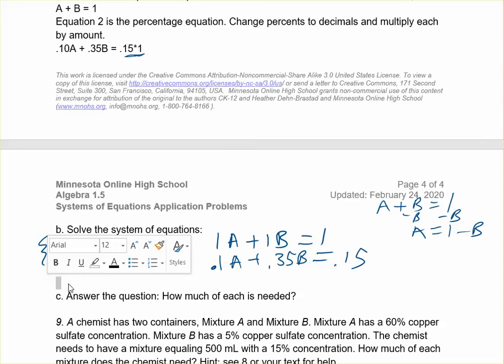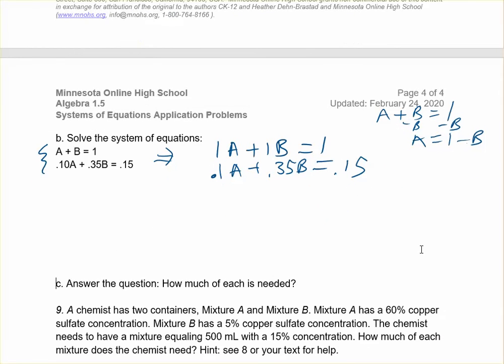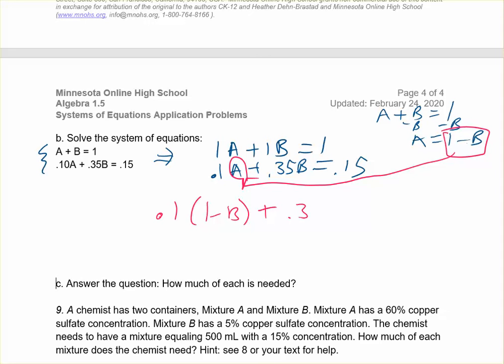And I'm going to give myself a little more room here. Alright, so A is equal to 1 minus B. So whenever I see an A in the other equation, I can replace it with 1 minus B. So here's my other equation. Right there's the A. So I now have 0.1 times A, but A is 1 minus B, plus 0.35 times B is equal to 0.15.